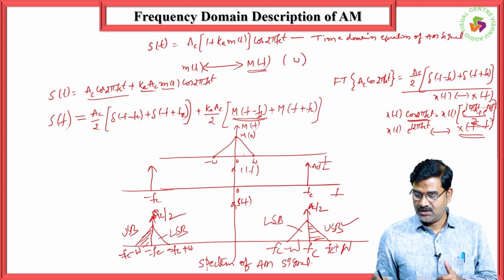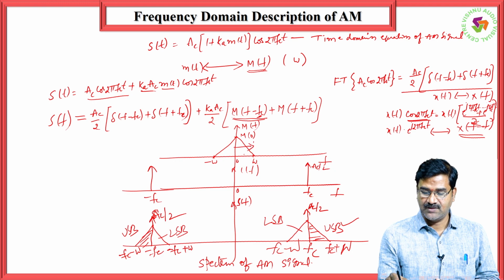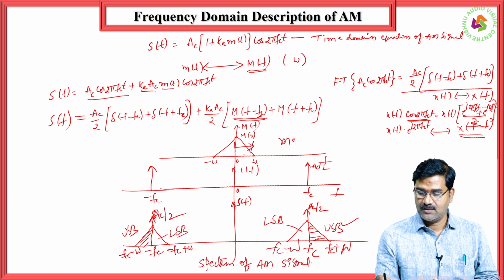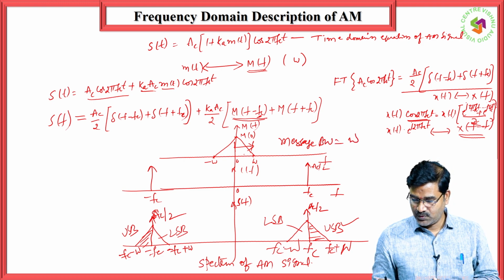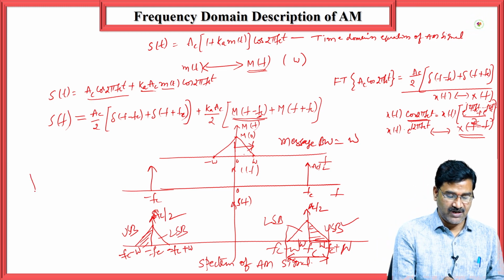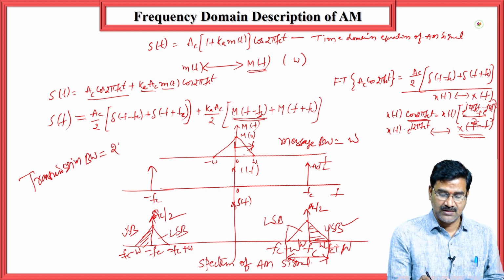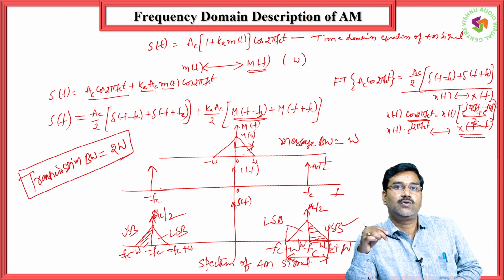So from which, what is the bandwidth required for transmitting? This is the bandwidth of the signal, right? Message bandwidth is W. Whereas what is the transmission bandwidth here? This is the total bandwidth, right? So what is that? This is W, this is W. So the total transmission bandwidth is equal to twice the message bandwidth. So AM transmission bandwidth is 2W.